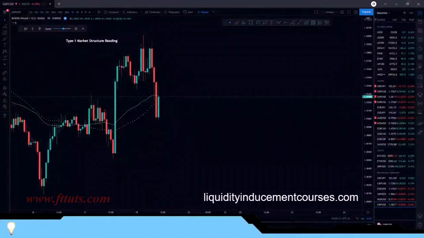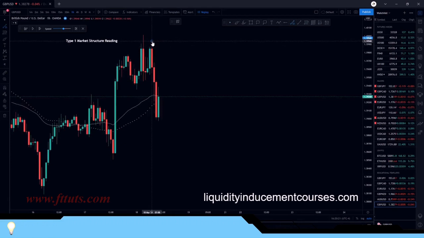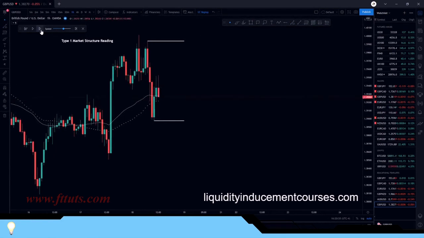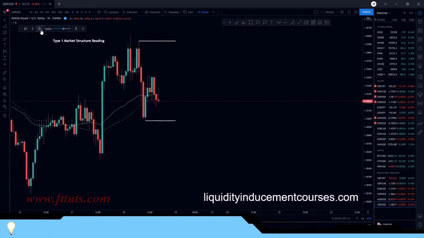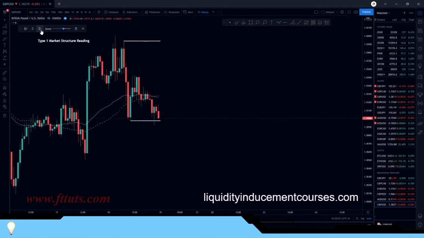Let's go through the type 1 market structure reading together on this GBP USD example. So let's first start by identifying our high. And remember, in type 1 market structure reading, we identify our highs and our lows based on the wicks, so from wick to wick. In this case, we have this market structure here, and we'll just go ahead and print some candles to see how price develops from this point.